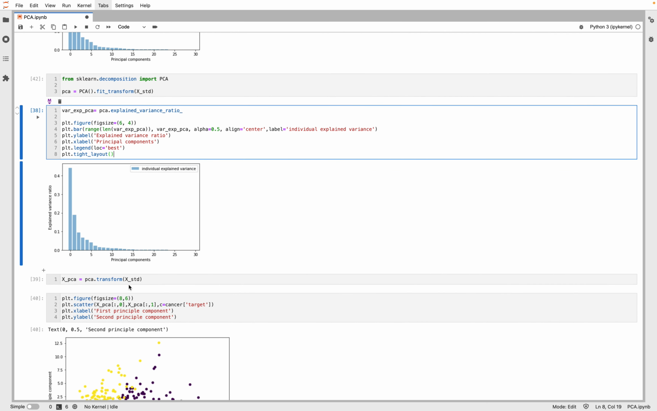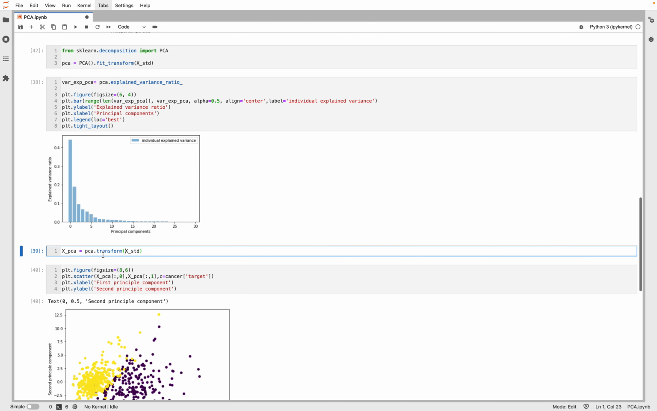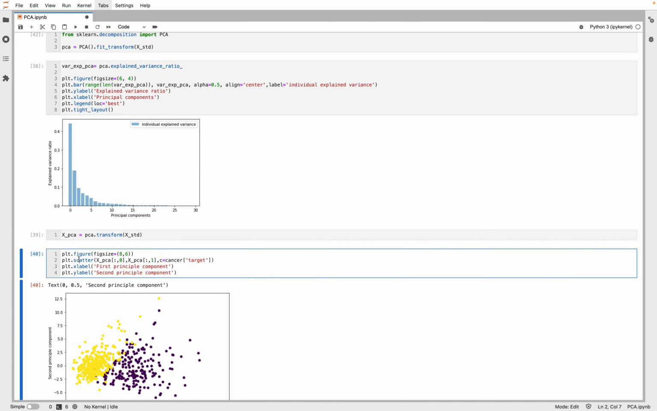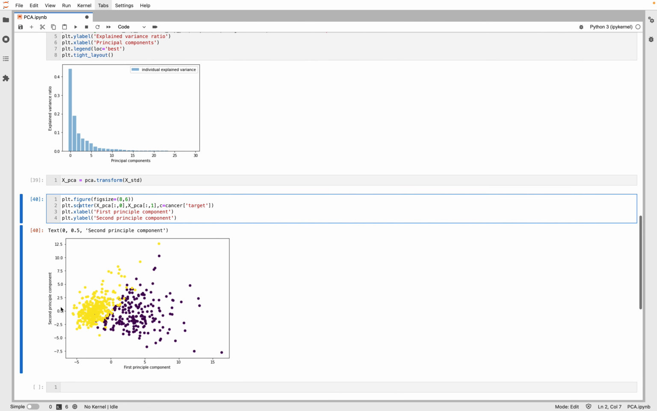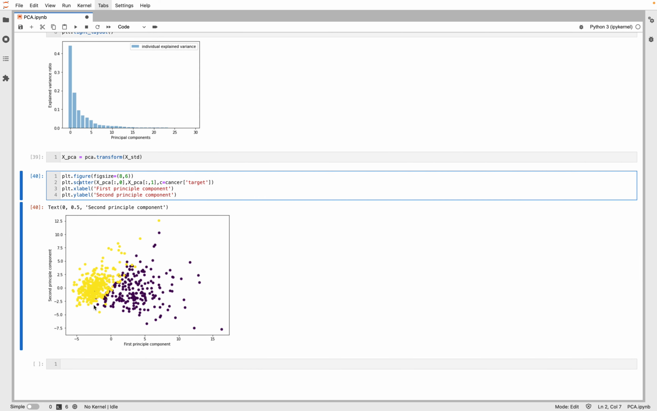Next, we can transform our data using the PCA, and then we can plot the first principal component versus the second principal component. We can see that the data is clearly clustered over here and here. This shows that the principal components are able to capture most of the information.